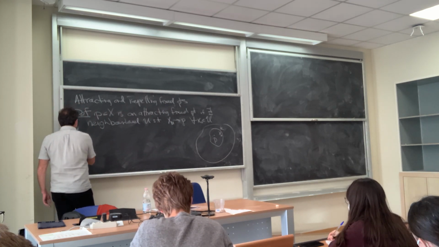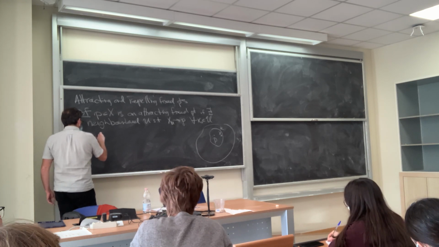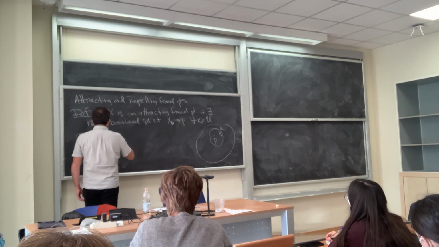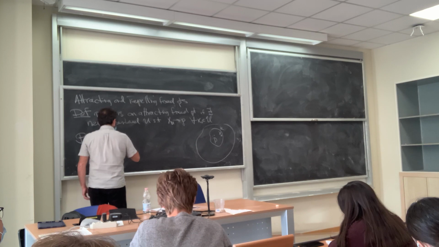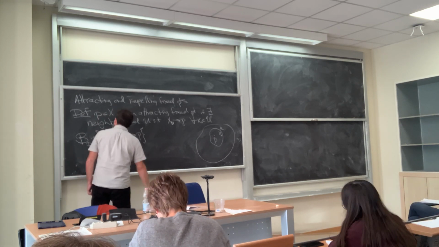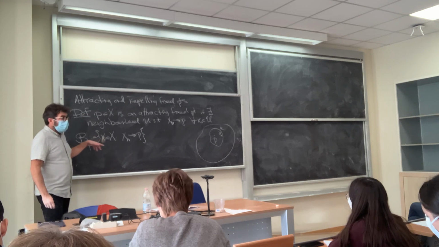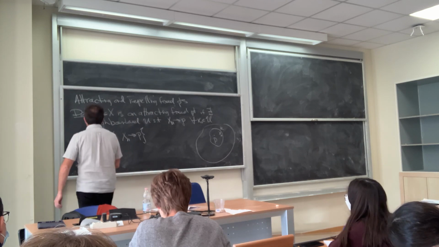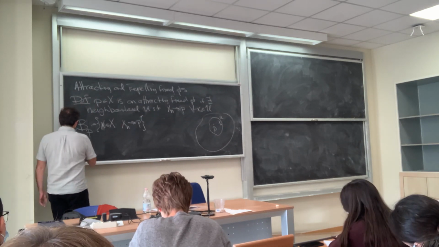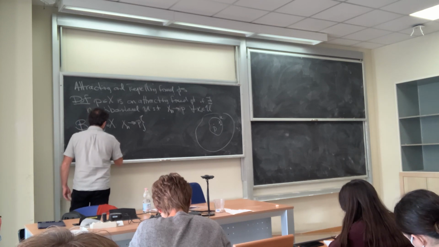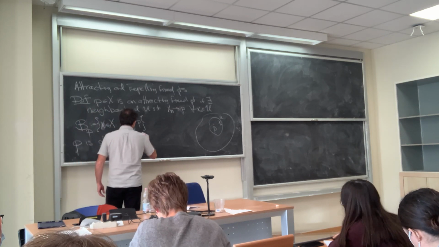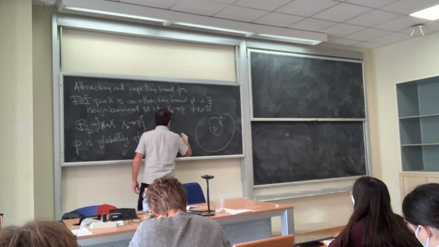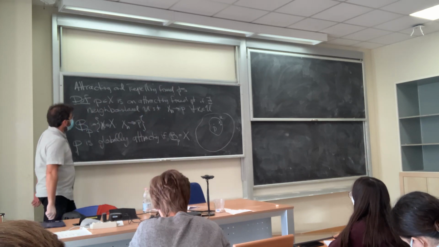So we define what's called the basin of attraction of P. It is just the set of points x in X such that x_n converges to P. So by definition, this basin contains a neighborhood of P. It may be big, it may even be the whole space. We say that P is globally attracting if the basin of P is equal to the whole space X.